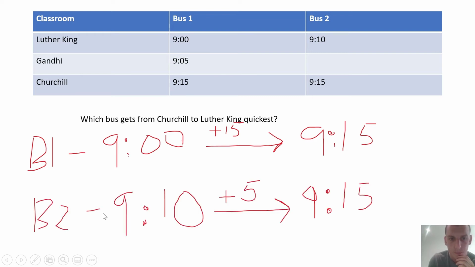Right, now we're going to do bus 2. Bus 2 arrives at Luther King at 9:10, and it arrives at Churchill at 9:15. So we need to find the difference between 10 past 9 and quarter past 9, 9:15. Okay, so how do we do that? Just check if the hours are the same. If they're the same, then fine. And then we just check if the minutes are the same. So this is 10 and this is 15 minutes, so there is a difference there. So then we need to find the difference between 10 and 15. What is the difference between 10 and 15? The difference between 10 and 15 is 5.